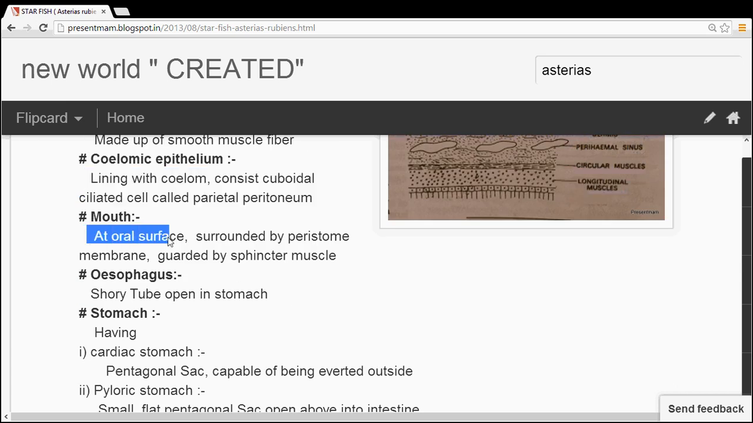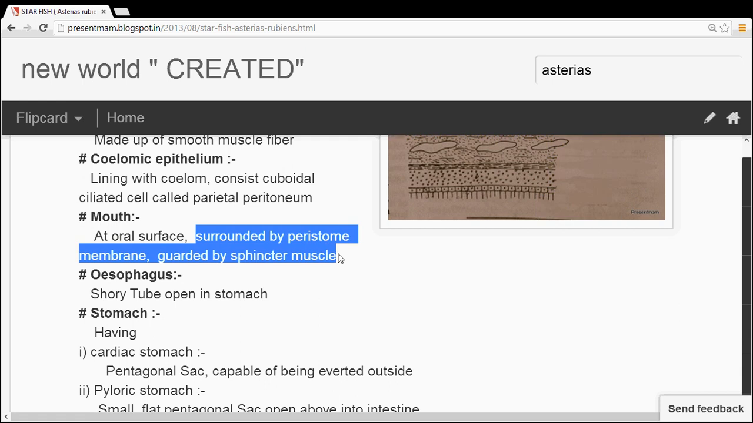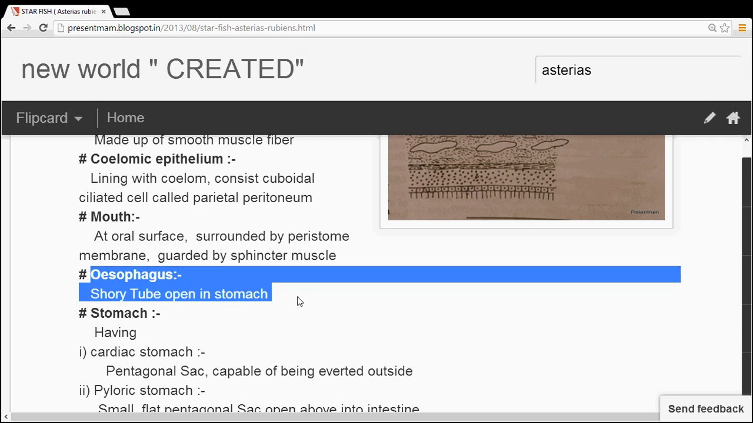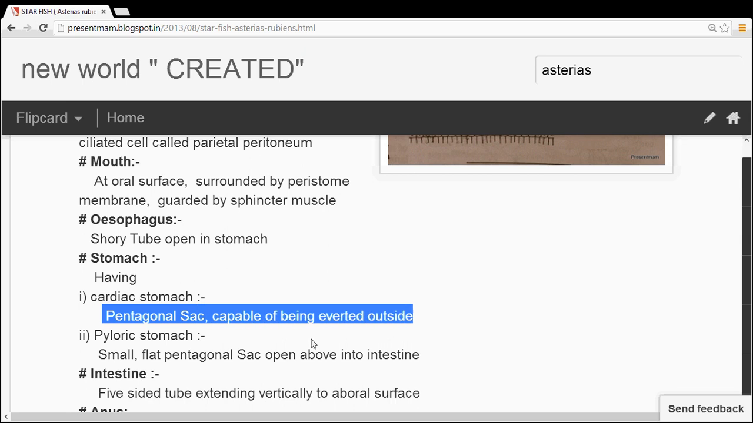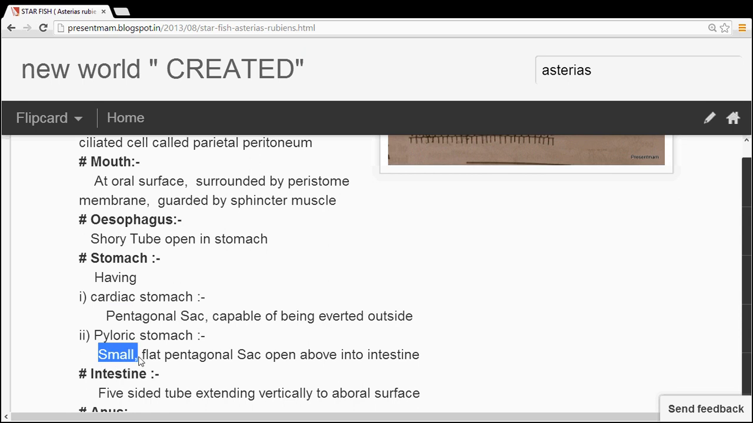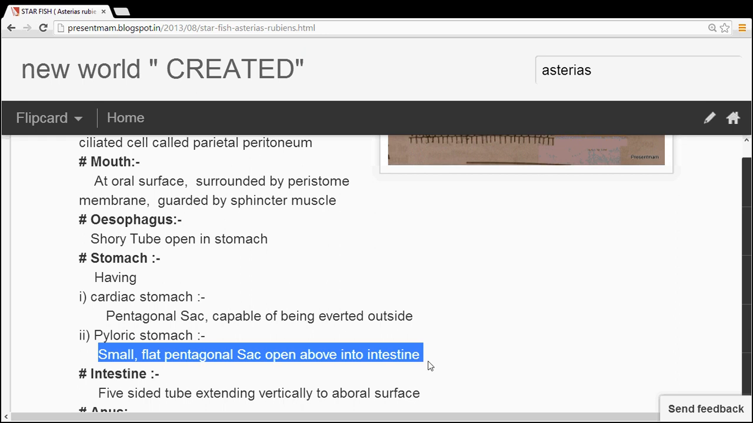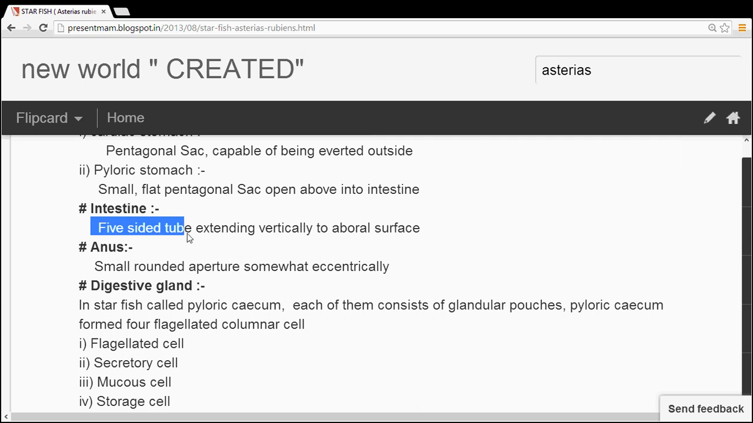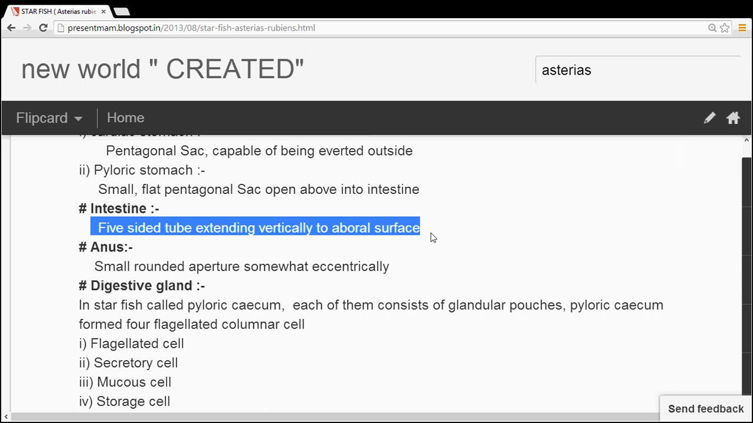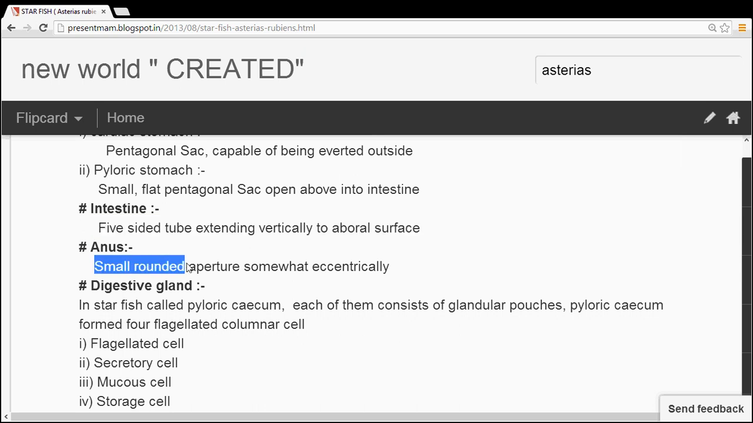The mouth is at the oral surface, surrounded by the peristome membrane and guarded by sphincter muscles. The oesophagus is a short tube opening into the stomach. The stomach has a cardiac stomach and a pyloric stomach. The cardiac stomach is a pentagonal sac capable of being inverted outside. The pyloric stomach is a flat, pentagonal sac opening above into the intestine. Now about the intestine, which is a five-sided tube extending vertically to the oral surface. Their anus is a small, rounded aperture, somewhat eccentric.